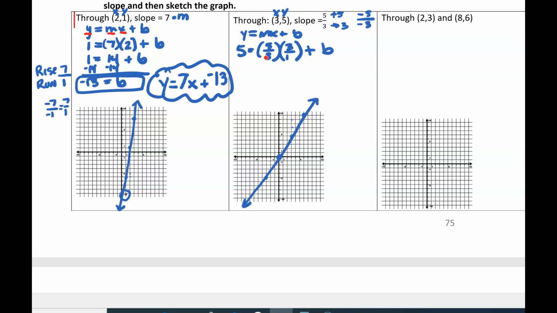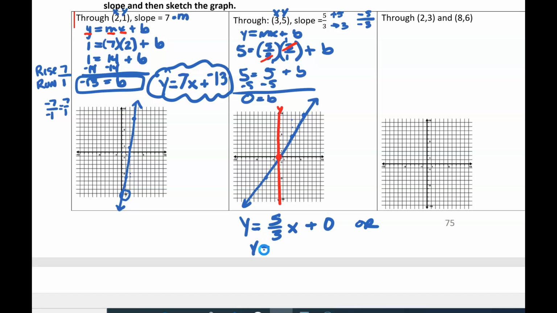Now there's a 3 on the diagonal here, so those 3s we can cross cancel, and then you're left with 5 equals 5 times 1, or 5, plus b, and then subtract 5 from both sides, and we end up getting b equals 0. So that's what we see on our graph. We see that here's the y-axis, and that line crosses the y-axis at 0. And then we already know the slope is 5/3, so we can write our equation. So y equals 5/3 x plus 0, or you can just say y equals 5/3 x. You don't even need to write the 0 there.